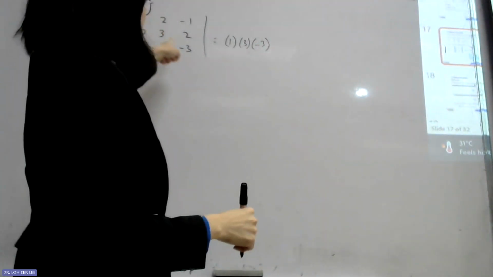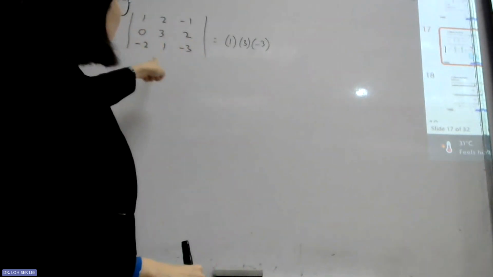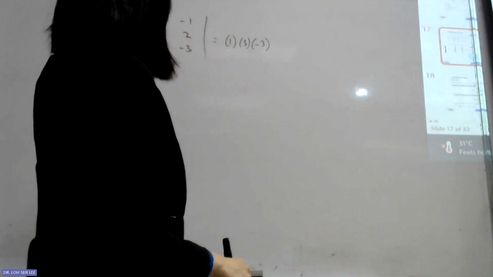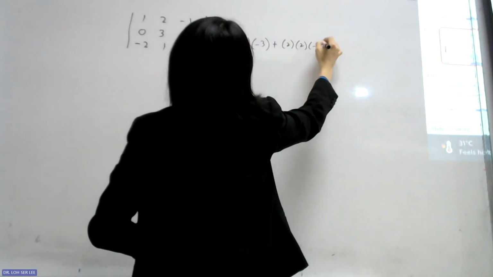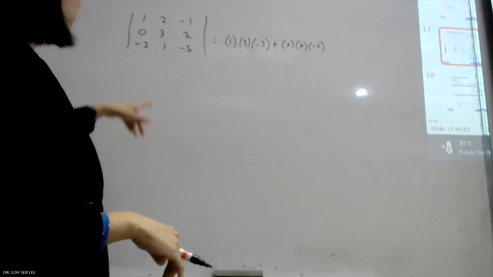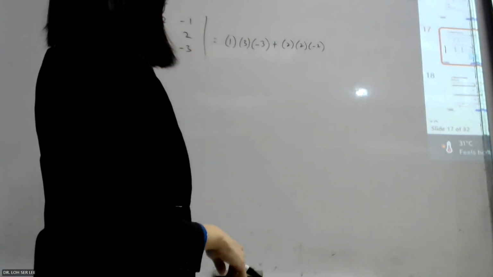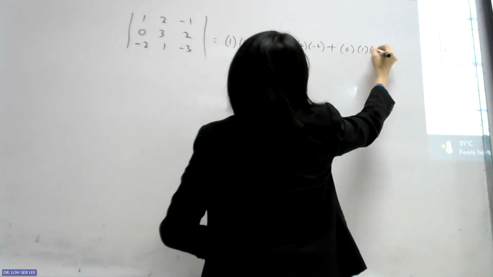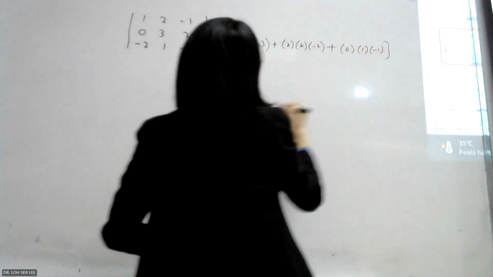This 3, one group. And this 2, we group it with this, so plus 2, 1, -2. And this 2 groups with this, so 0, 1, -1. You have to sum this up.